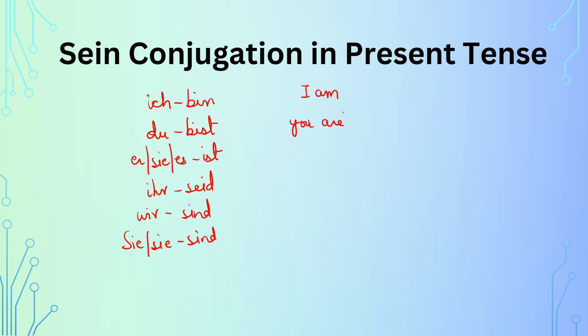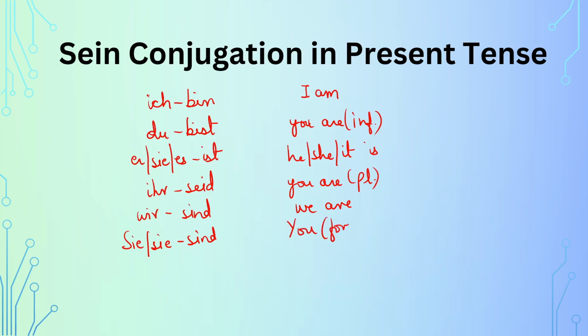you are, an informal form of you, he, she, it is. Ihr seid also means you are, but this is a plural form of you. Wir sind is we are, and Sie with capital S is you, a formal form of you, and sie with small s is they. You are and they are.